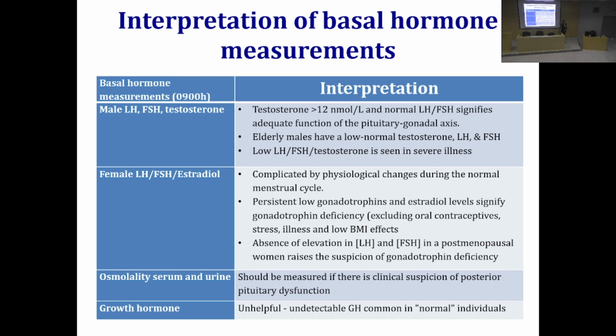Just remember that women during different phases of the menstrual cycle will have different reference ranges for these hormones. Also, women after menopause will have different reference ranges. They typically have low estrogen and higher levels of LH and FSH. Okay, so this is expected in menopausal women. And of course, if there is a menopausal woman without elevation of LH and FSH, you should suspect gonadotropin deficiency.